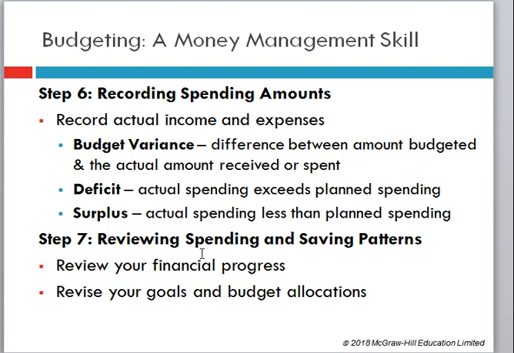Once you do this, you review spending and saving patterns. So you had planned that you're going to spend $300 on entertainment each month, but you ended up spending $700 on entertainment each month. So there is something wrong with your spending plan. So you have to review and revise it.